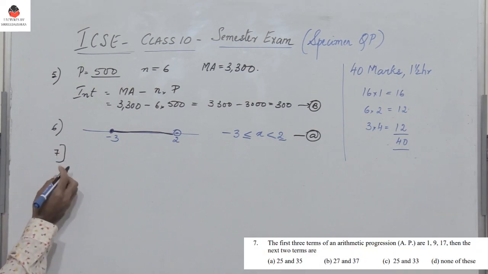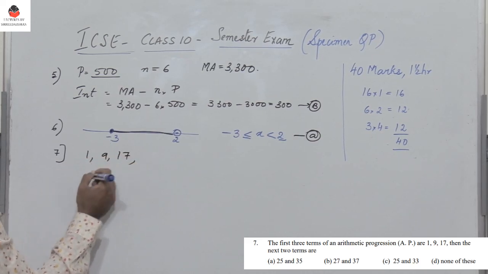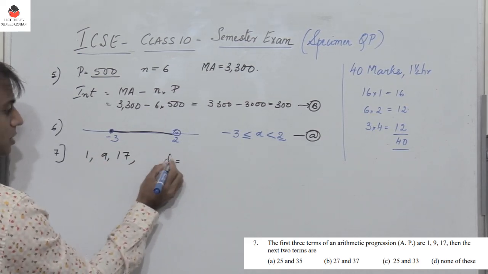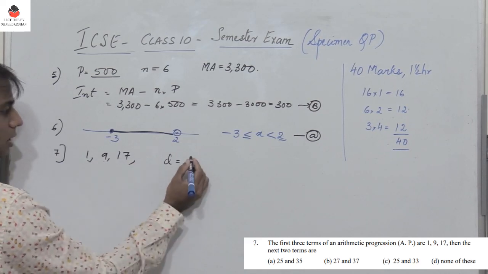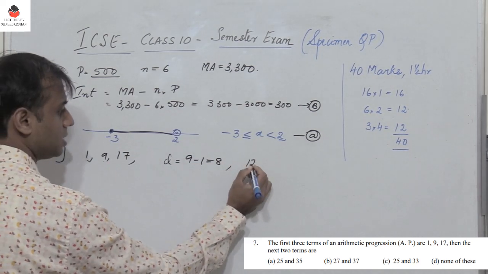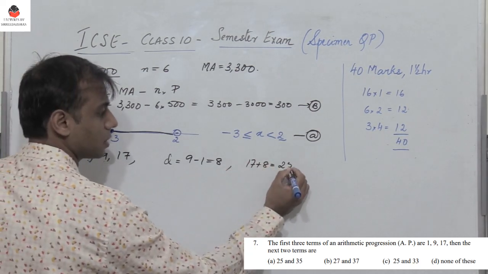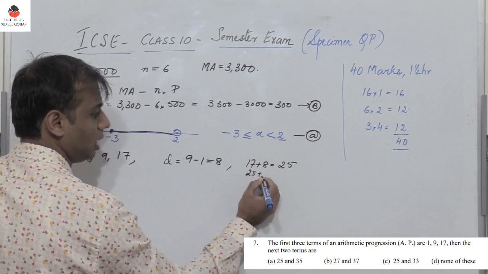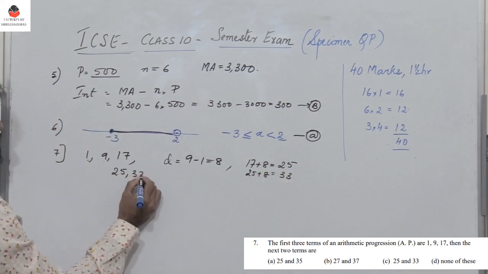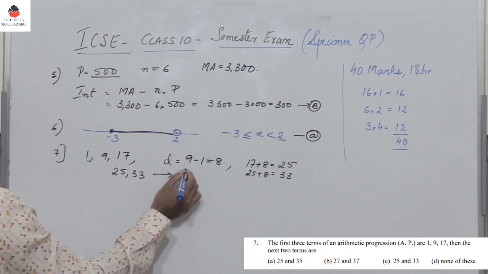Question 7. The first three terms of the arithmetic progression are 1, 9, 17. So we need to find the next two terms. Now to find the next two terms, find the common difference. The common difference D is 9 minus 1. Right? So it is 9 minus 1, which is 8. So to get the fourth term, I have 17 plus 8. So 17 plus 8 gives me 25. And 25 plus 8 will give me 33. So the next two terms are 25 and 33. Now observe the four options. The right option is option C.